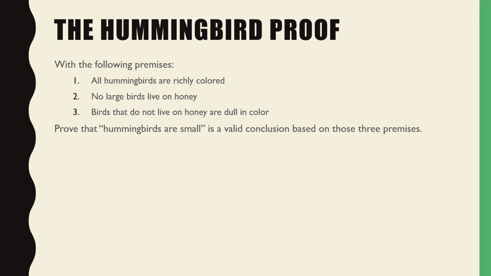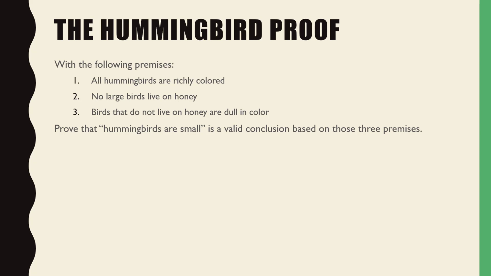Okay. The hummingbird proof. This is in the book. What's not in the book is the actual proof. The book is on the same section that has the lions drinking coffee proof. It just makes the premises and the conclusion, but it doesn't show you that it actually works. All right? So here's what we're going to look at.